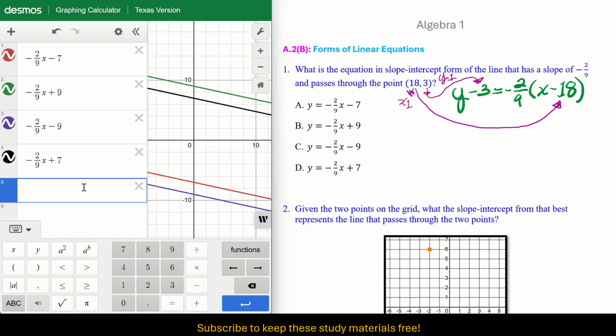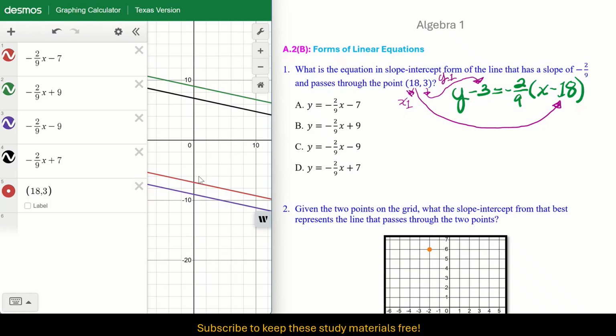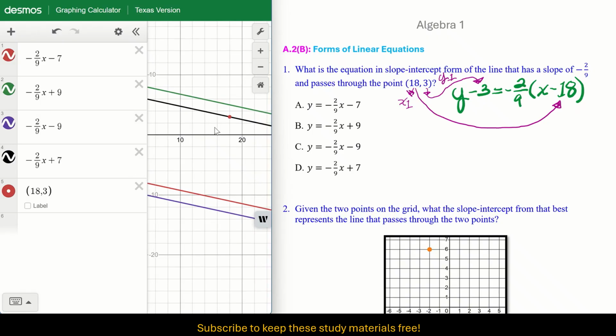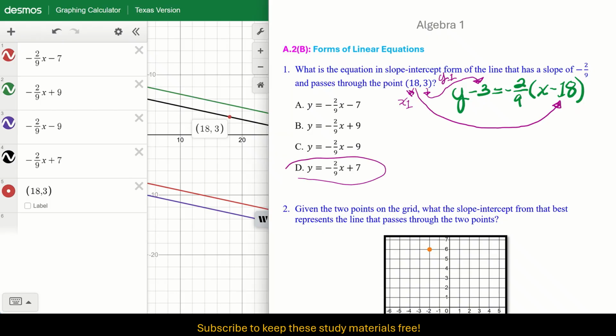Now, how do I know which one I want? Well, you simply type in the point. So type in your parentheses and then 18 and your comma, which is right here. See our comma. And then we need to put in our 3. Oops, need to actually push it. And then close it. Okay. Now, let's take a look at our graph and see where it is. It is right here, and that is on top of the line that is black, which is option D. It's just a clever little trick to use a calculator.